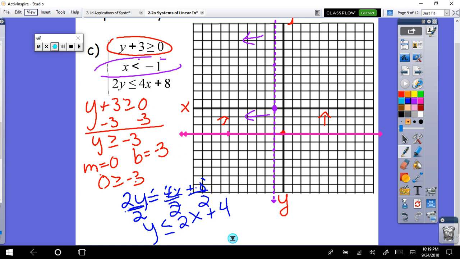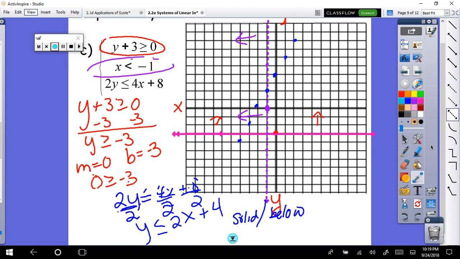So I'm going to start at positive 4 and a slope of 2 or 2 over 1. So it's positive slope, so up and to the right, or down and to the left. Okay, so it is less than or equal to, so it should be solid, and we should be shading below since it's y is less than that line. So I need a solid line.